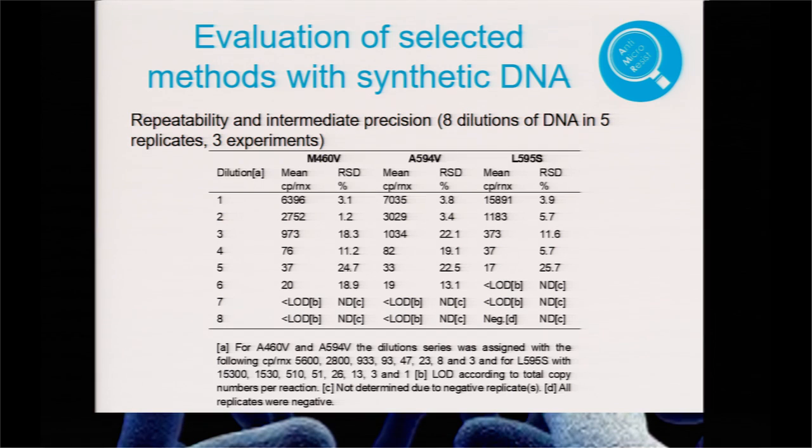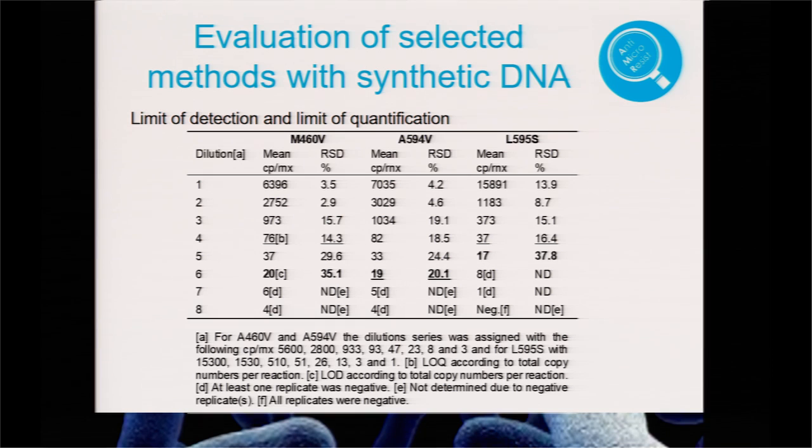Then we went on with repeatability and intermediate precision. For example, we did 8 dilutions of DNA in 5 replicates, and that was done in 3 different experiments on 3 different days for all 3 methods. And based on this, we could estimate the limit of detection and limit of quantification of these methods.